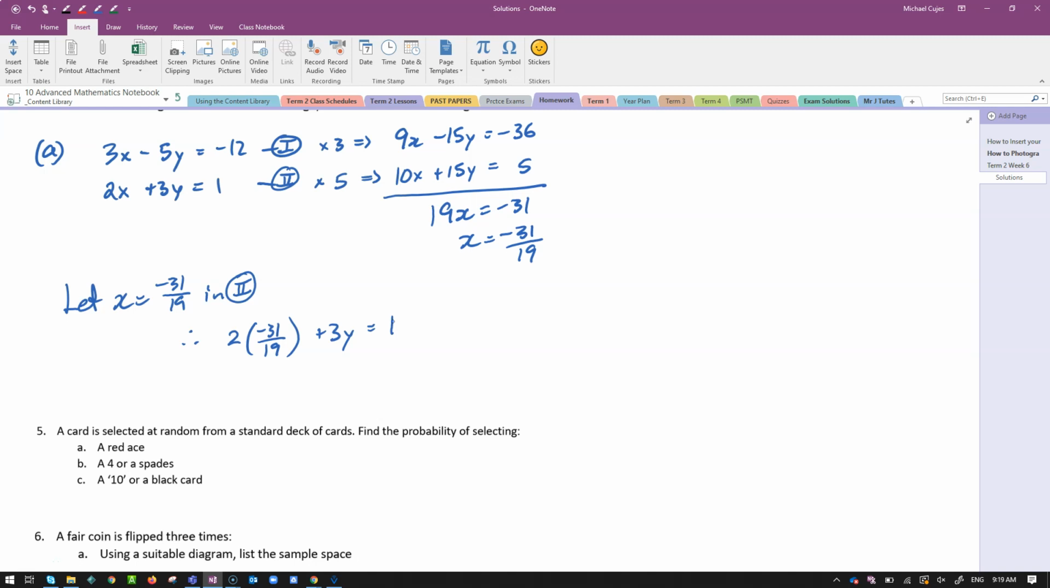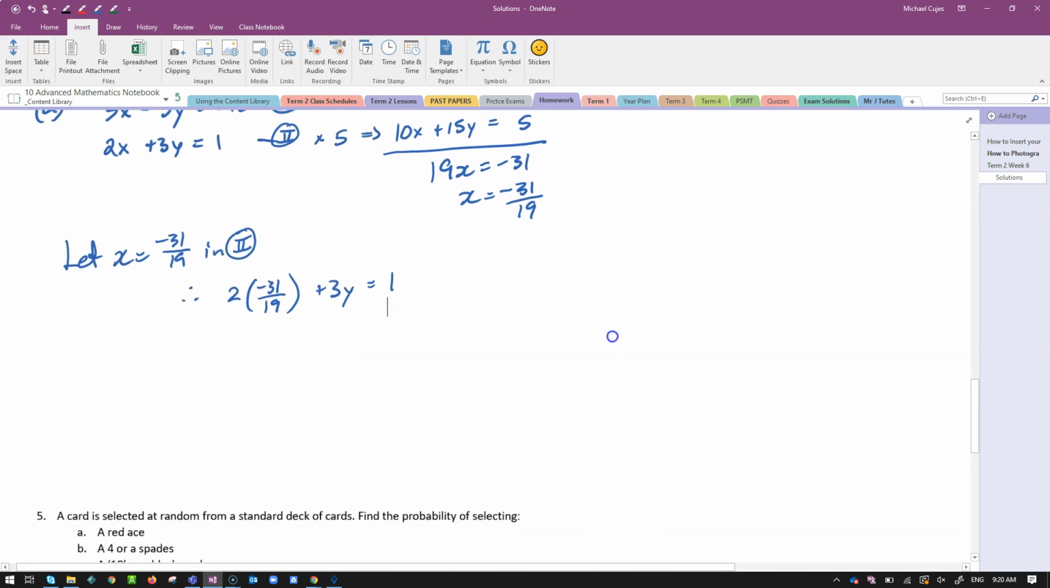You can just go negative 62 over 19, add it on, and then you're going to have to create 19s anyway. I'm going to get rid of it, and then I know it's going to come back in the end. Multiplying by 19, it cancels in the first term, so I'm just left with negative 62 plus 57y equals 19. That wasn't too painful. 57y equals, I add 62, I get 81. 57y equals 81, y equals 81 divided by 57.